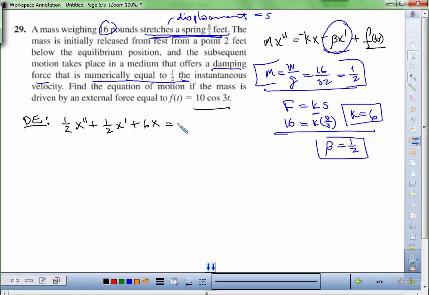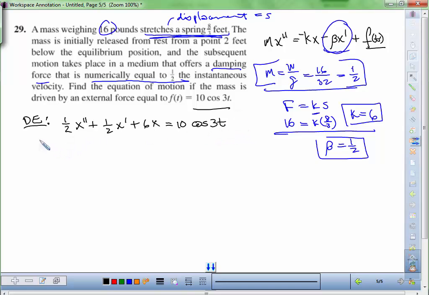And then our external force set. So this is our differential equation. The x's are all functions of t. And to complete this initial value problem, we include our initial position and initial velocity.